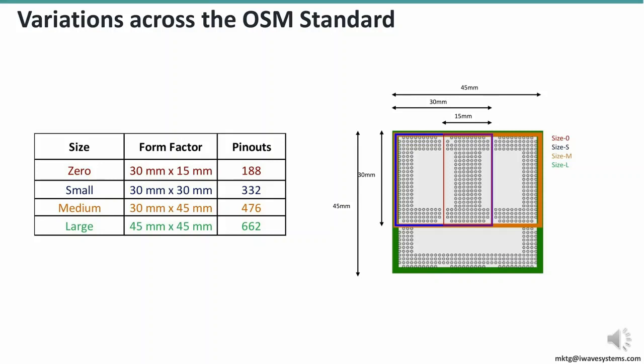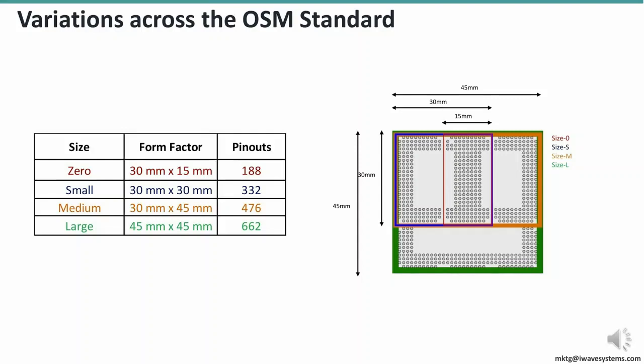And then the smaller size, 30 cross 30, with 332 contacts. If you look at the SMARC, which is the smaller SMARC, which is 82 into 50, which is more than double, it gives just 314 pins. But this is very nice: within a very small area, you get a lot of contacts. And in the medium, you can have a 30 cross 45 with 476, and the large 45 at 662 balls or pins you can get in the bottom.